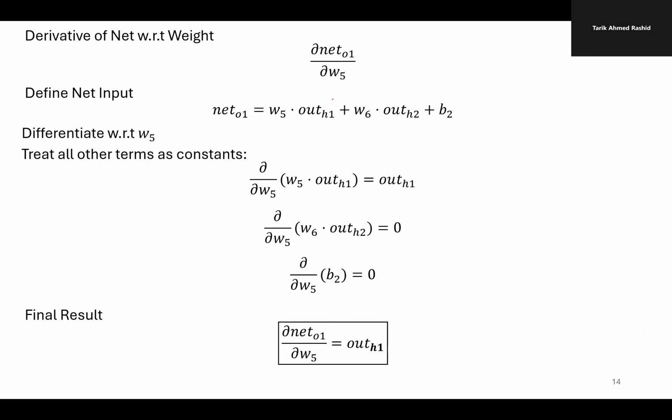Okay. Now the last term, which is delta net over delta W. We need to find the partial derivative of net out 1 over delta W. So here, that's out 1, and that's weight connection 5. So we'll have to find net. Net in the feed forward pass was W5 multiplied by output 1 plus W6 multiplied by output 2 plus B.